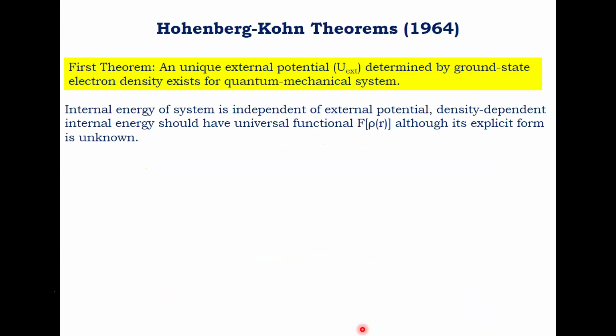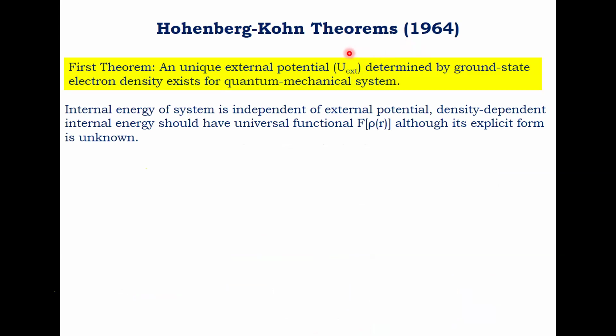The third part is the theory. So what is the theory in density functional theory? The theory of density functional theory is basically based on two fundamental theorems. These fundamental theorems are called the Hohenberg-Kohn theorems. There are two fundamental theorems given by Hohenberg and Kohn in 1964.